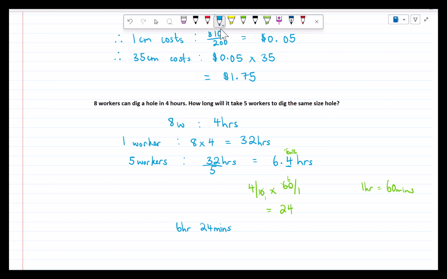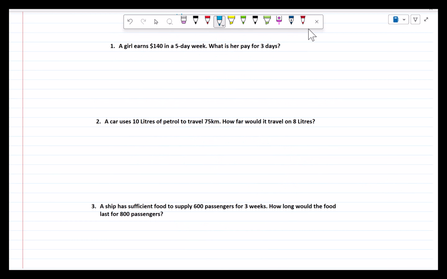You see, this example is one that deals with inverse proportion. I'm going to go ahead and do a couple of examples for you to truly understand how proportion works. So example number 1, a girl earns $140 in a 5-day week. What is her pay for 3 days?